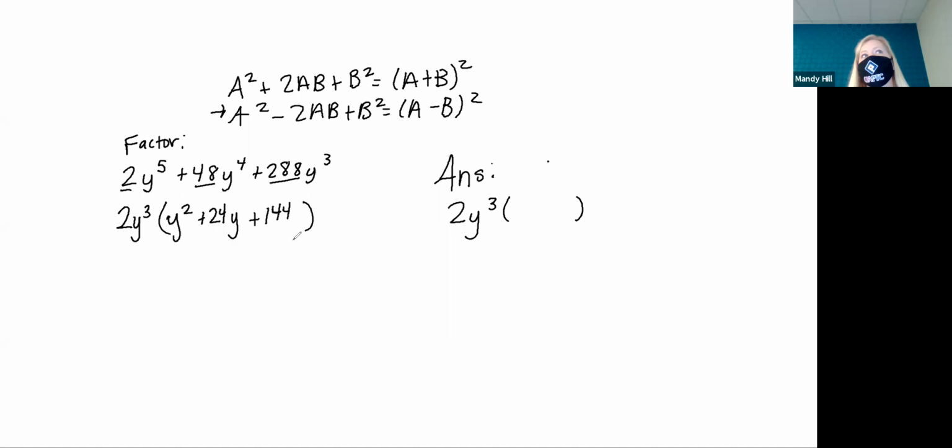So the first step is always see if there's anything you can factor out. Now we're going to look at these and go, okay, let's look at this first term. If I take the square root of y squared, I would get y. This is what a would be if this works. If I take my last term and take the square root of 144, I'm going to get 12. And this is what b is.